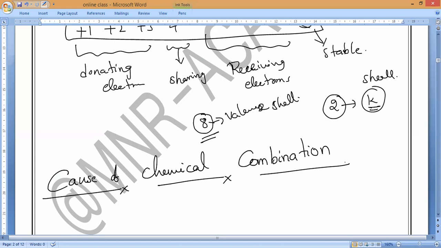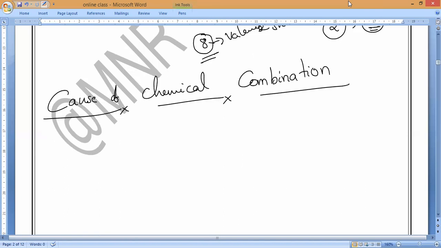So what is the cause of chemical combination? Laksha, have you called to Shruti? Samaya Mani, are you ready? Write it. Yes, sir, but she didn't accept it.